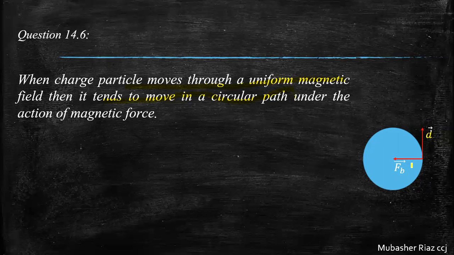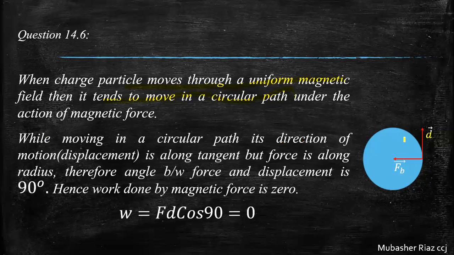And the magnetic force experienced by the charged particle is directed towards the center of the circle along the radius. So the angle between force and displacement becomes 90 degrees. This is the angle which becomes equal to 90 degrees between them, and due to this 90 degree angle, work done becomes equal to 0 because we know that F d cos 90 is 0. So this is the answer of question number 14.6. Question number 7.